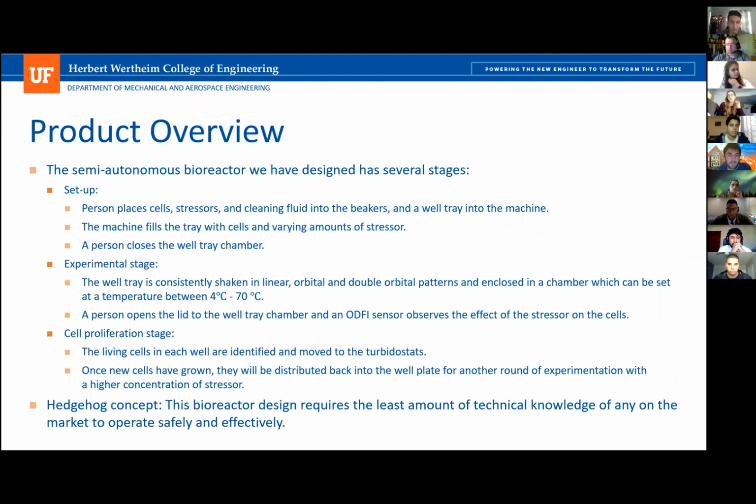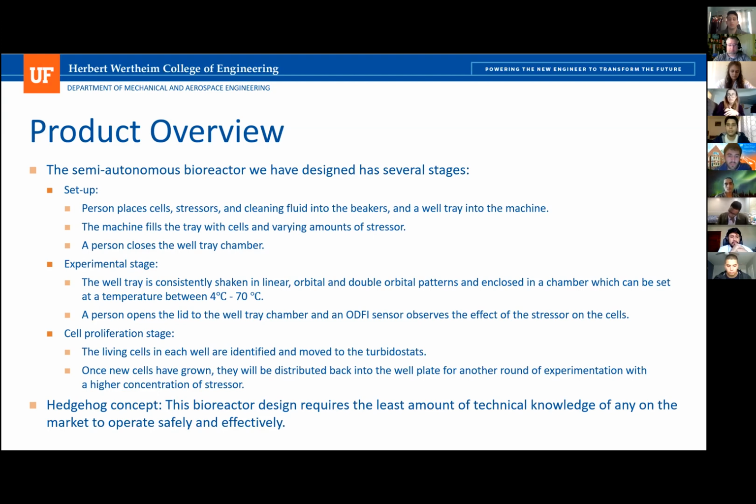So our product overview. The semi-autonomous bioreactor we have designed has several stages. The first stage is when the person is setting up the machine. They place in the beakers your cells or your media, whatever that is, the stressor that you're choosing to use, and cleaning fluid, and then take one of the tubes and put it in an empty bucket for waste. The machine fills the trays with cells and varying amounts of stressor, and then a person is responsible for closing the well chamber. An important feature of our design is that a person does need to come and open and close the chamber whenever it needs to be changed, so if there needs to be media added or if there's data collected. So at the beginning and the end, the person needs to be there.